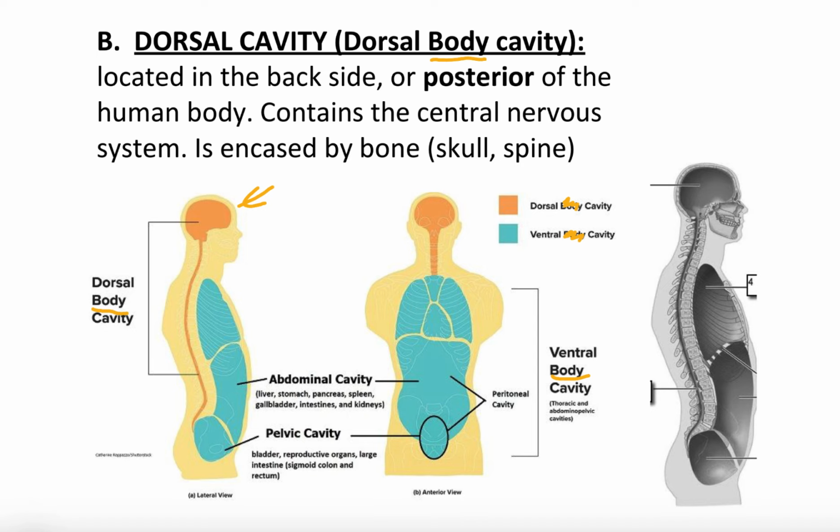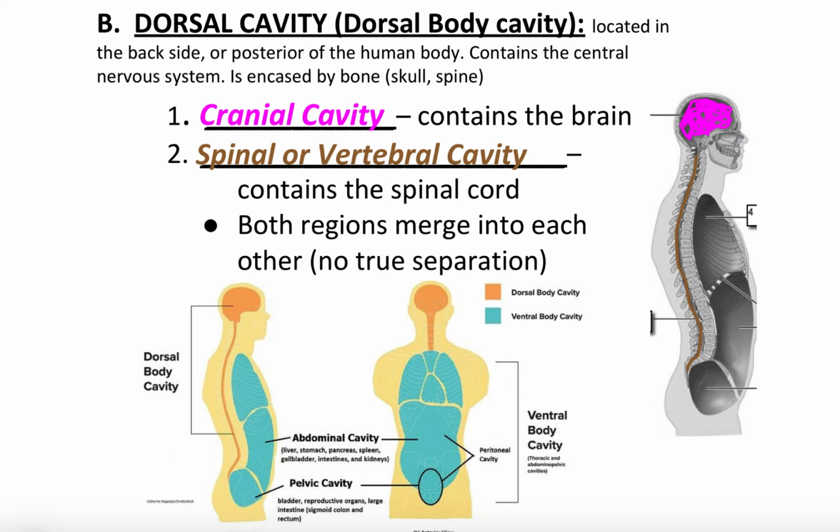Both the brain and spinal cord are really important. So not only do you have this cavity, but on the edges of the cavity, you have your bony skull surrounding the top of the dorsal cavity, and then the spinal column surrounding the pocket of the dorsal cavity that contains your spinal cord.